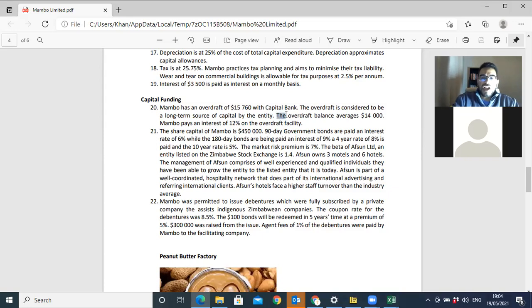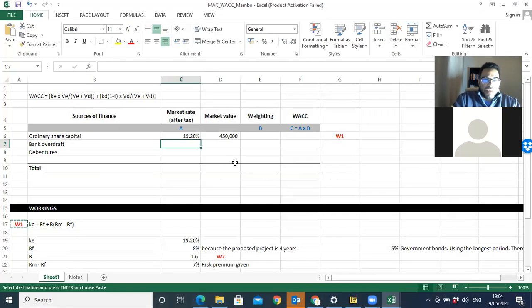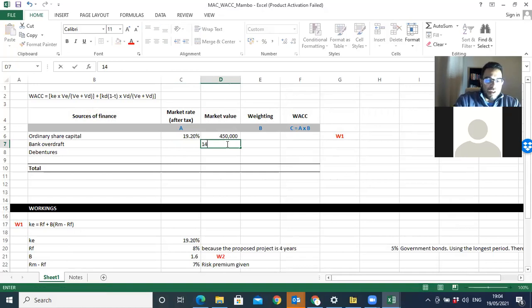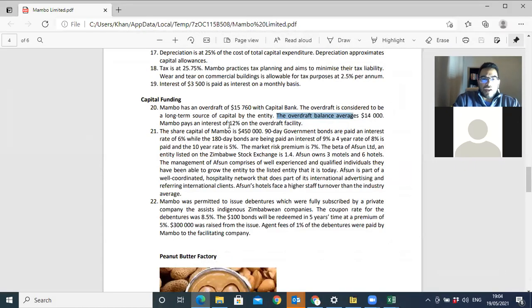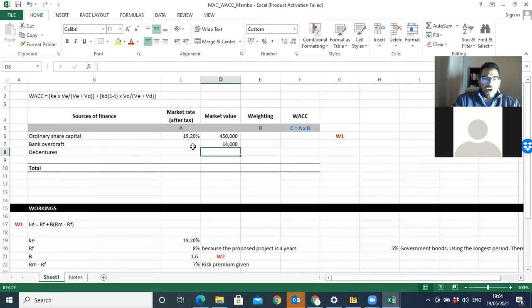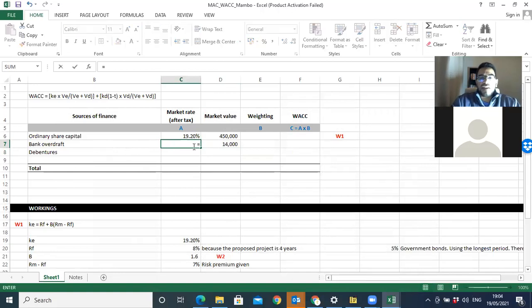They say the average overdraft balance averages $14,000. So all we do is, that is the market value, $14,000. And they're telling you that Mambo pays an interest rate of 12% on the overdraft. So it's 12% on the overdraft. The cost of a bank overdraft is interest. Interest has a tax deduction, so therefore we say 12% multiplied by the tax.